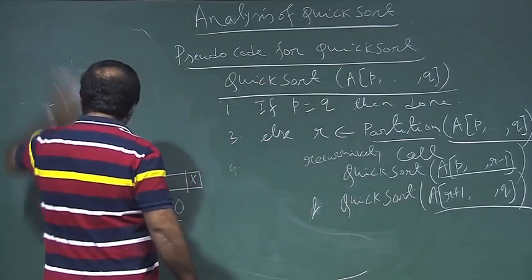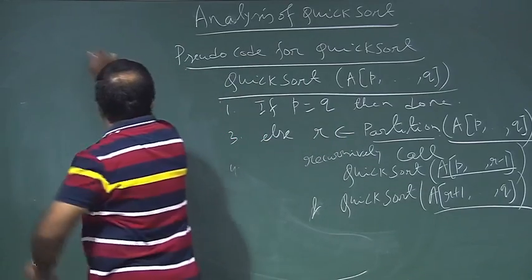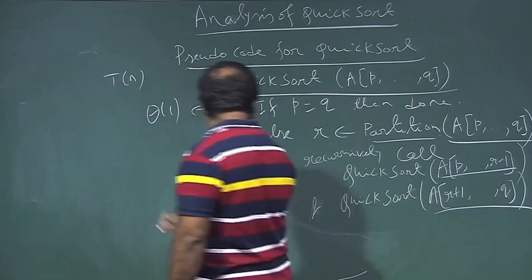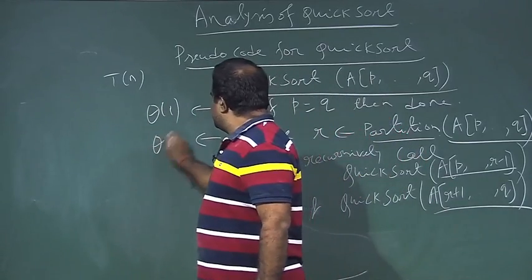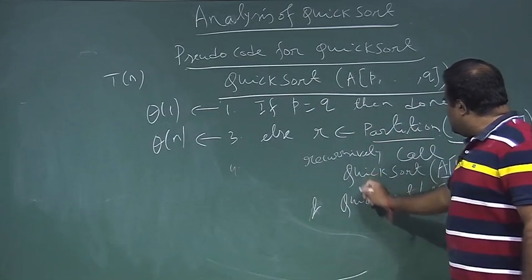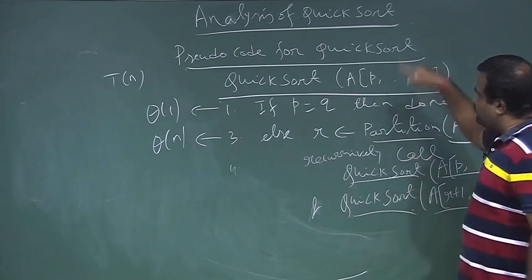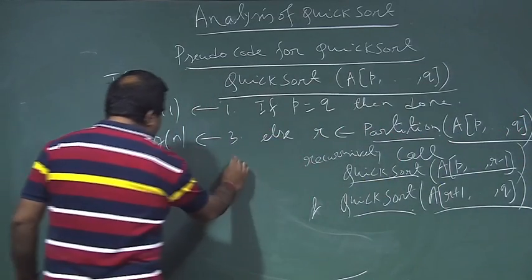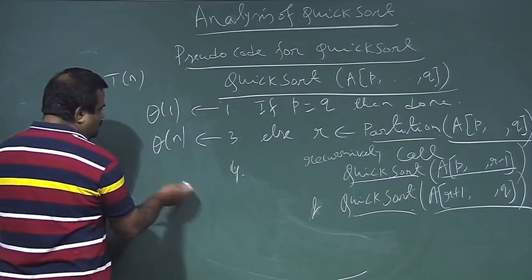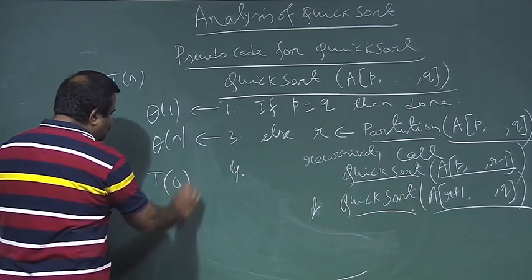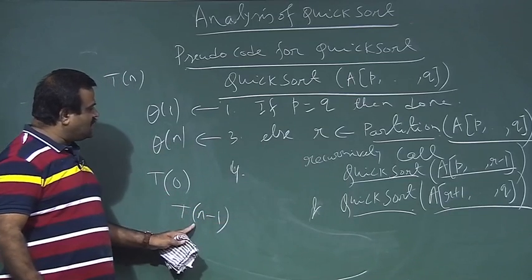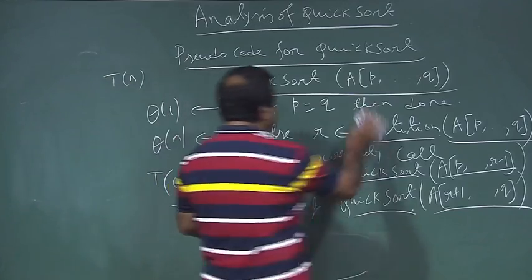So in that case, what is Tn? If Tn is the time for this quicksort, this is taking theta of 1 time and the partition is taking theta of n. We know this linear time partition is the key point of quicksort. Then we have 2 recursive calls of the same function quicksort. But we know the pivot is minimum or maximum, so one call is on 0 elements. So this is T0 and Tn minus 1, or Tn minus 1 and T0. So in that case we have this recurrence.